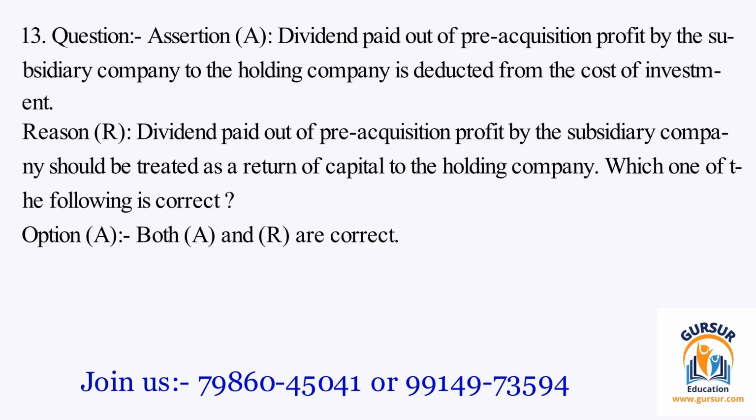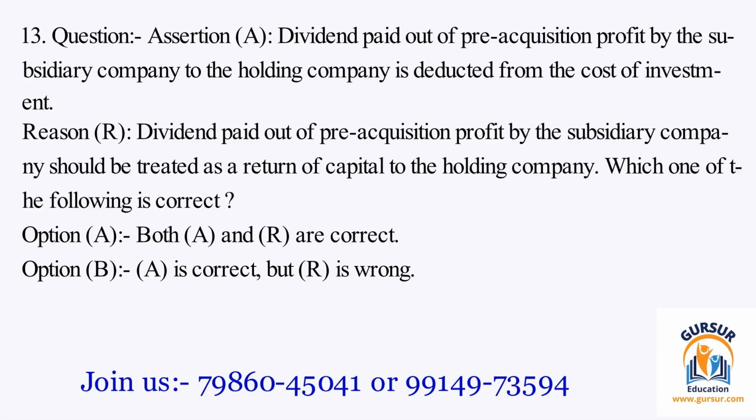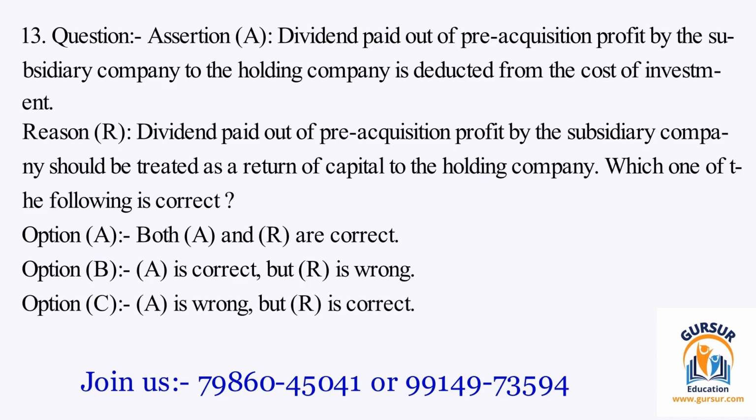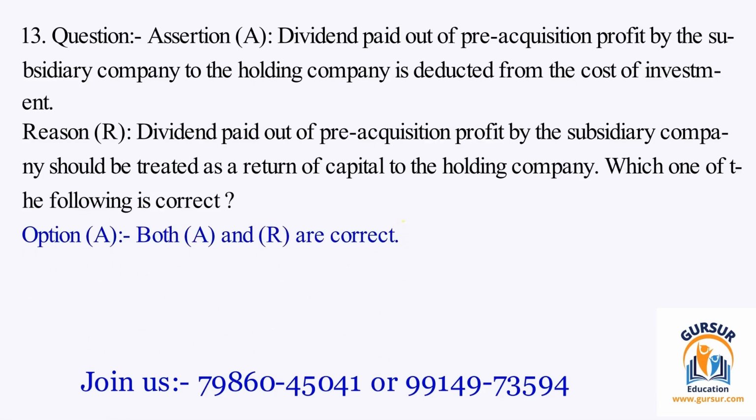The option A is both A and R are correct. The option B is A is correct, but R is wrong. The option C is A is wrong, but R is correct. The option D is both A and R are wrong. The right answer of the question is option A, and that is both A and R are correct.